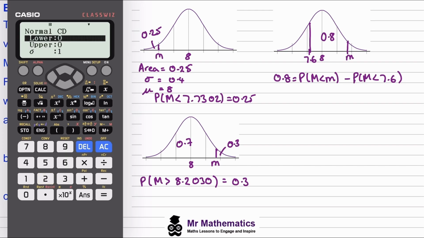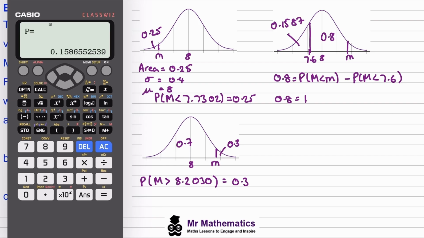The lower has to be 3 standard deviations less than a mean, or anything less than that, and I'm going to say 0. The upper we know is 7.6. We know sigma is 0.4, and we know the average is 8. So this gives us this region, which is 0.1587 to 4 dp.